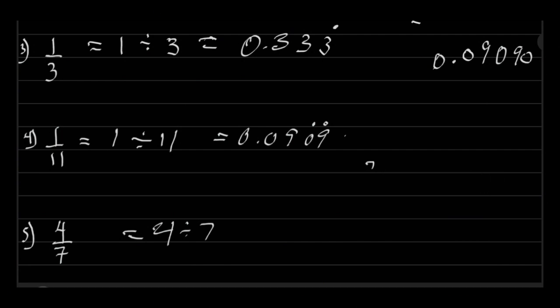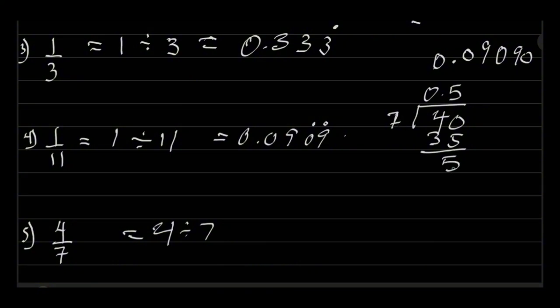So 7 is dividing 4. 4 into 7 is relatively impossible. So we introduce 0, and then our decimal point. 4 will go into 7 zero times. Introduce our decimal point and then add 0 to 4. So now 7 can go into 40 5 times. 5 times 7 is 35. When we do a subtraction, we have 5.